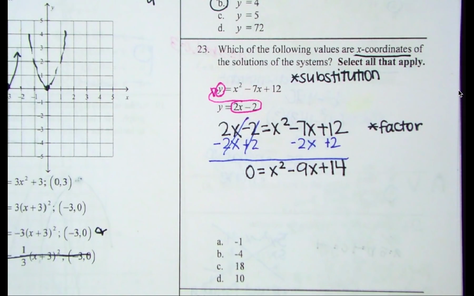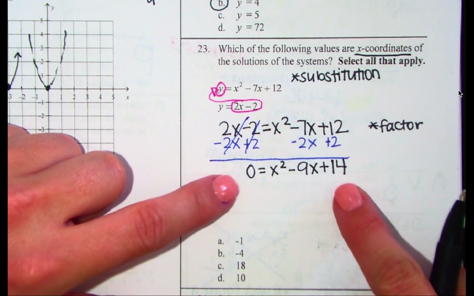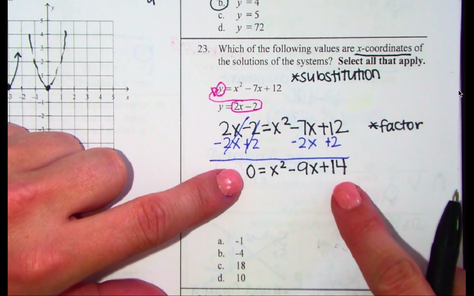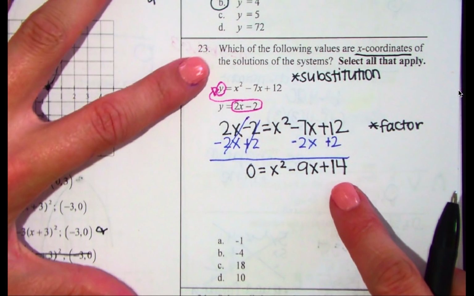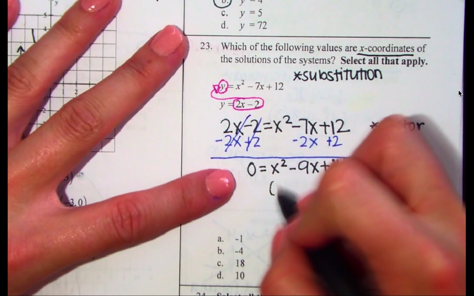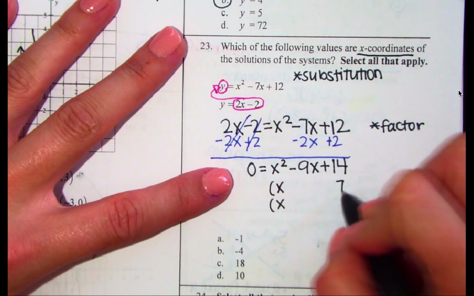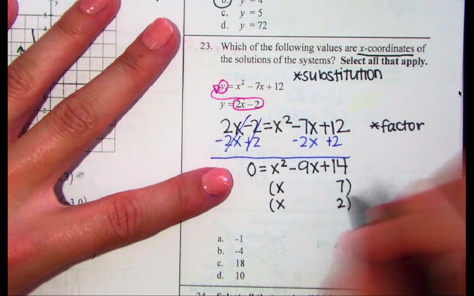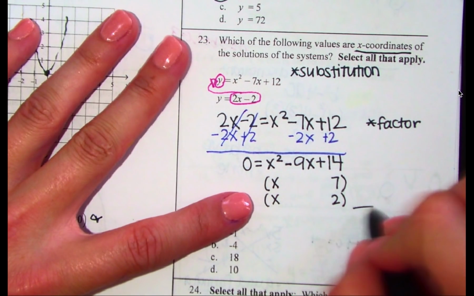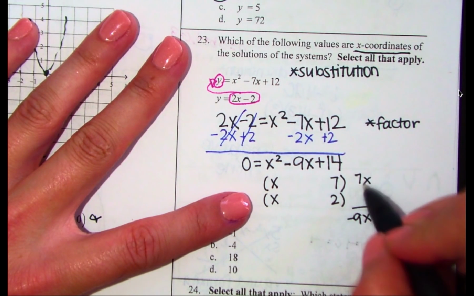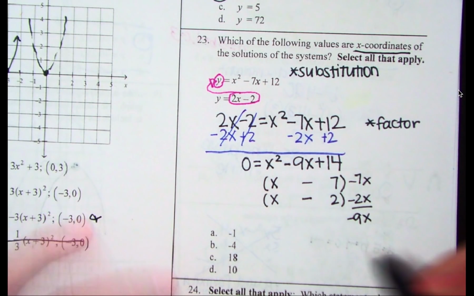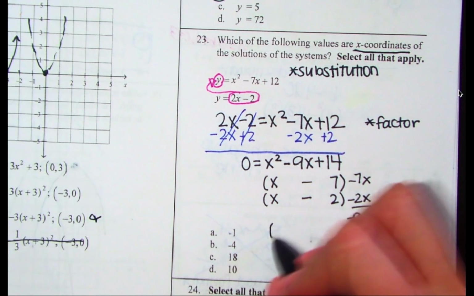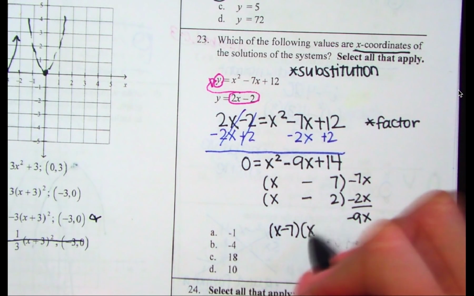Okay, so now I'm going to factor this. When I factor, hold on, I'm checking my work really quick, guys. Okay. When I factor this, I'm going to have x and x and 7 and 2. And I have negative 9x that this needs to add up to. So my factors both need to be negative. So I have x minus 7 and x minus 2.